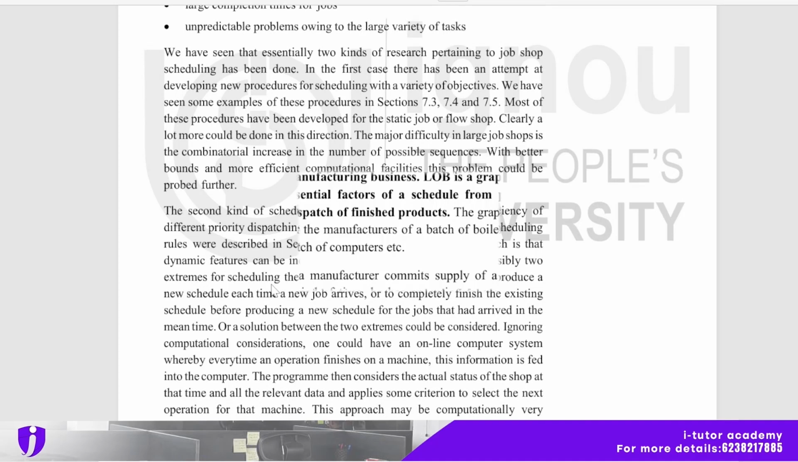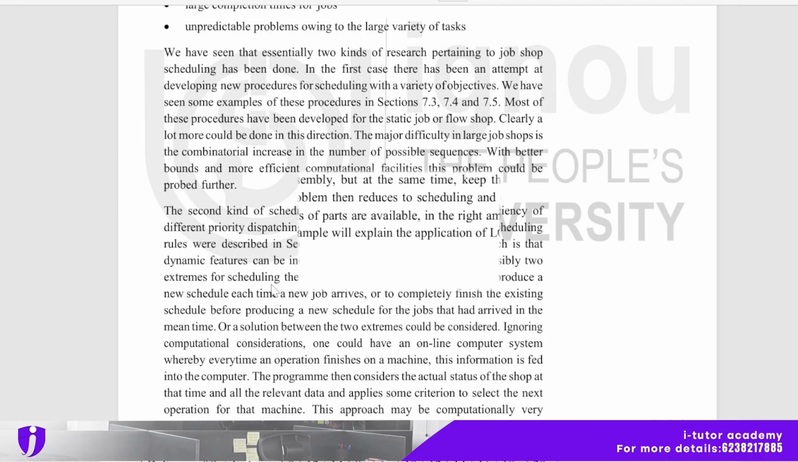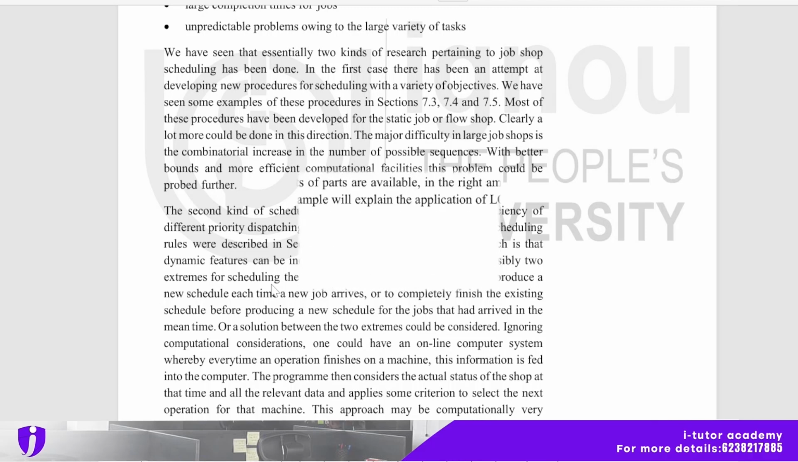And we have seen that essentially two kinds of research pertaining to job shop scheduling have been done. In the first case, there has been an attempt at developing new procedures for scheduling with a variety of objectives, and we have seen some examples of these procedures in sections 7.3, 7.4 and 7.5, right? Most of these procedures have been developed for the static job or flow shop. And clearly, a lot more could be done in this direction.